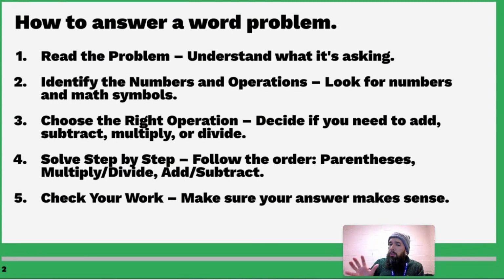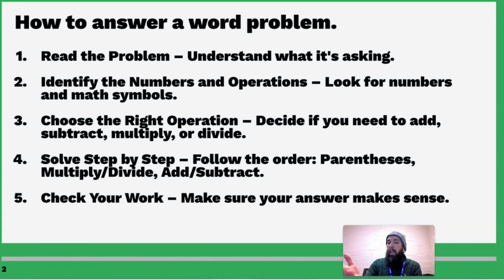Look for the specific numbers that they're talking about. Are they talking about 5 cookies? Are they talking about 8 people? Are they talking about 5 cookies and 8 people? What does that mean? Look for specific things. Then you're going to choose the right operation depending on the situation that you have.